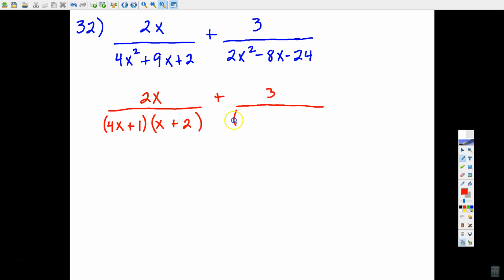That looks good. Let's go over here, and I notice there's a GCF, so let's factor out the 2 first, and then see what remains: x squared minus 4x minus 12. Now we'll just work on factoring this. The factors of negative 12 that add up to negative 4 could be negative 6 and positive 2.